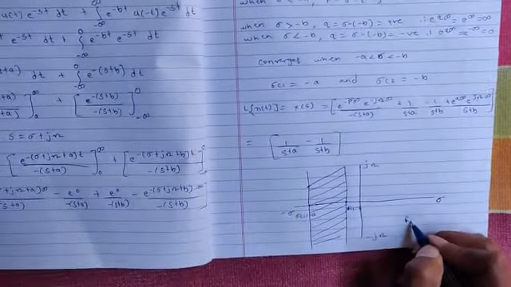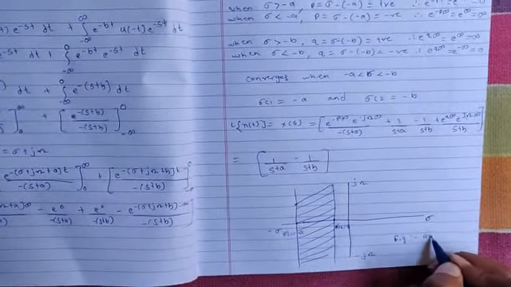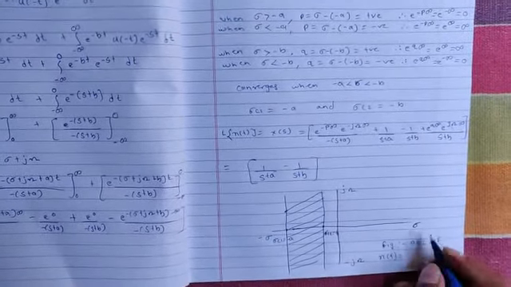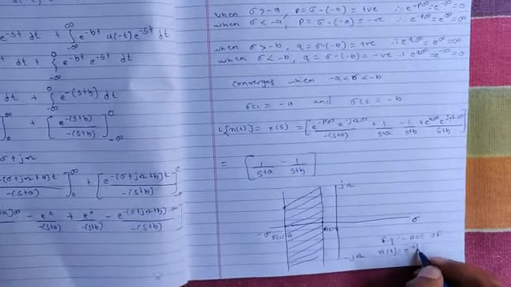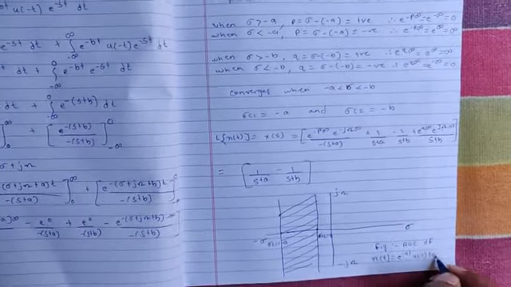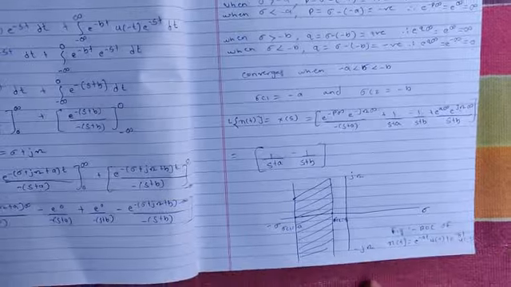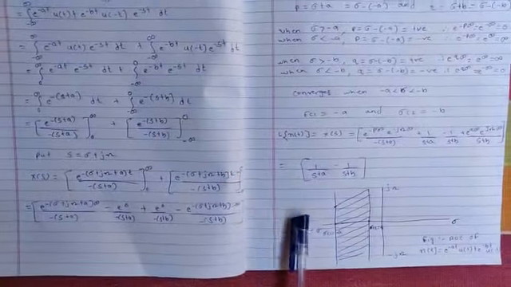Therefore this is the figure of the ROC of x(t), which is e^(-at)u(t) plus e^(-bt)u(-t). So by this method we can find the ROC of both sides of the signal. Thank you.